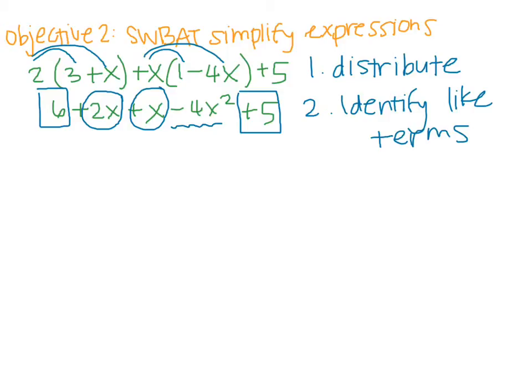So let's combine these. If I combine 6 plus 5, or positive 6 and positive 5, that's going to give me 11. Next, if we combine 2x and 1x, 2x plus 1x is 3x. And then we have our loner, negative 4x squared, who's just going to come down. So what I'm left with reads as 11 plus 3x minus 4x squared. So that was step 3 right there, to combine the like terms.